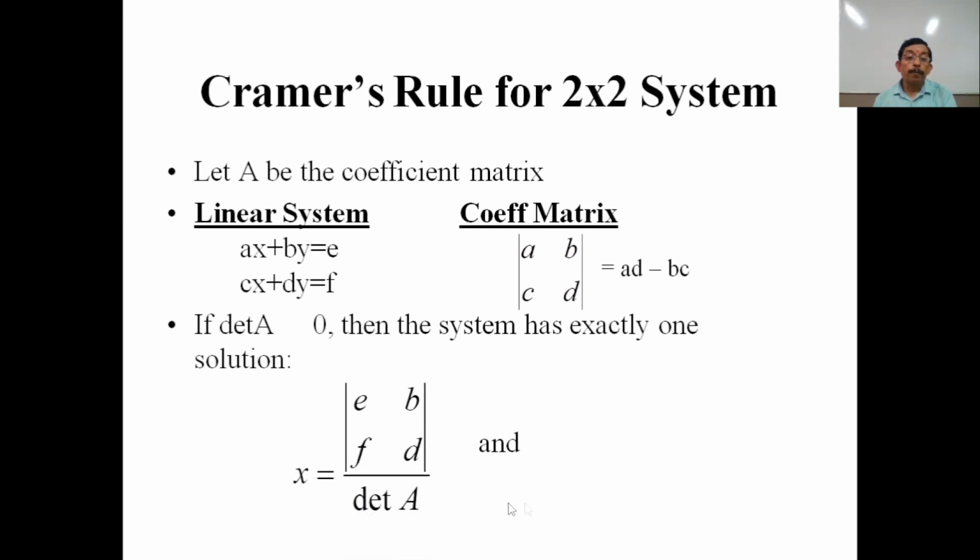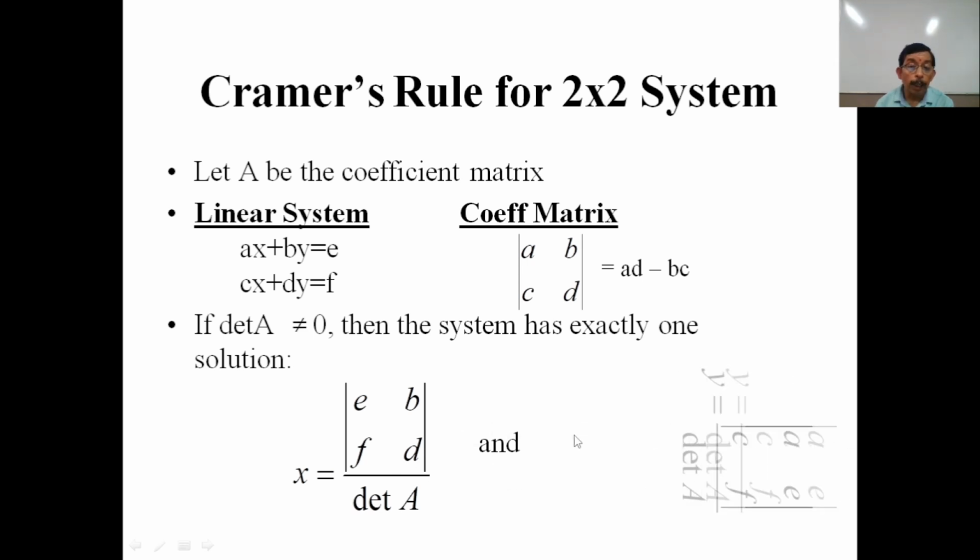Now the value of x. What is the value of x? The coefficient matrix is found here. In the coefficient matrix, the first column is replaced by the constant values, and then divided by the coefficient matrix determinant. That is known as the value of x.